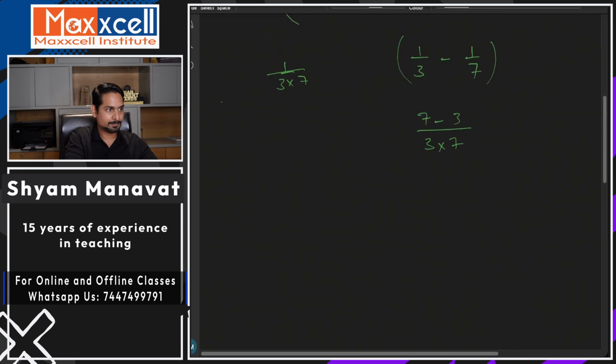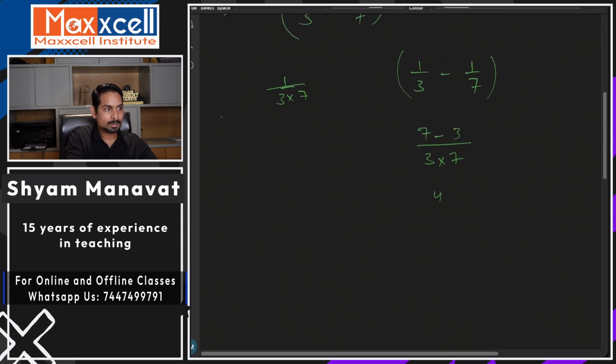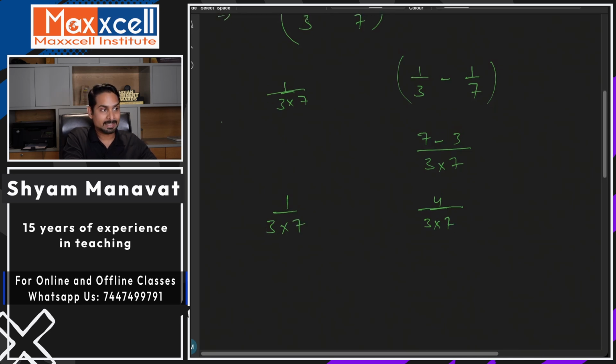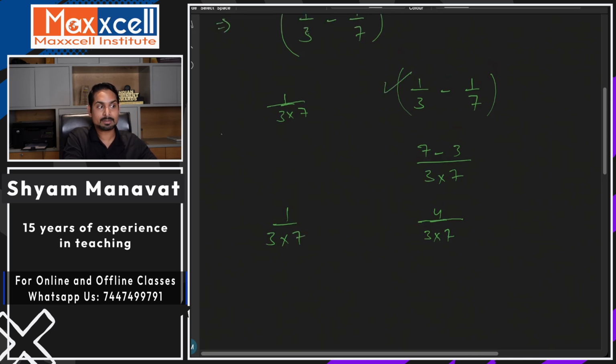We need some space. You get 4 upon 3 into 7. What do you want, or what is given to us? Given to us is 1 upon 3 into 7. And if we write it like this, then we get 4 upon 3 into 7.